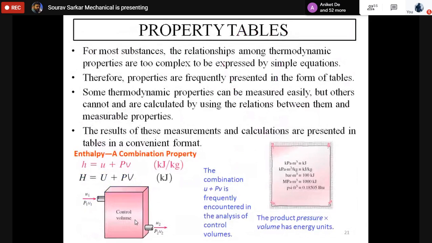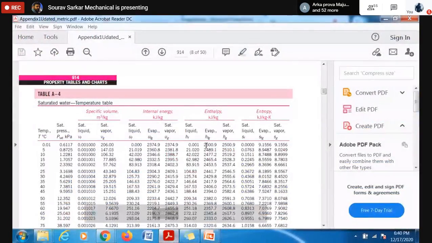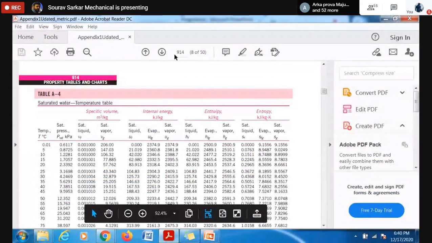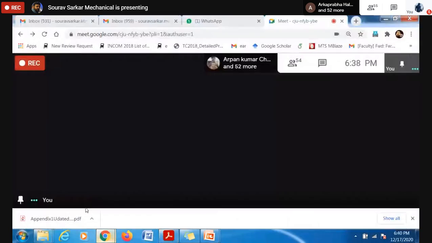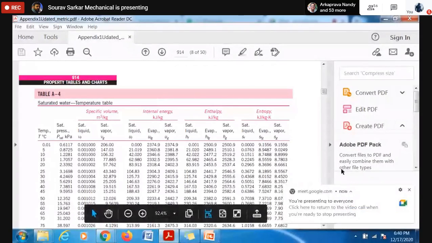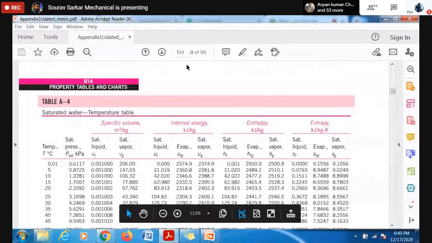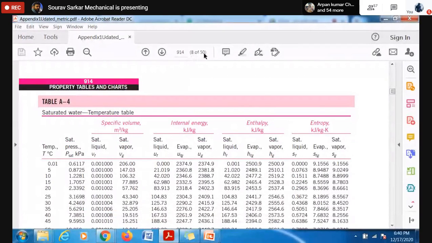So today we'll be solving some numericals and how to read the property table. For reading the property table, you just open the PDF and move to page number 8, 8 of 50. So in the PDF there are 50 pages. Go to the 8th page.